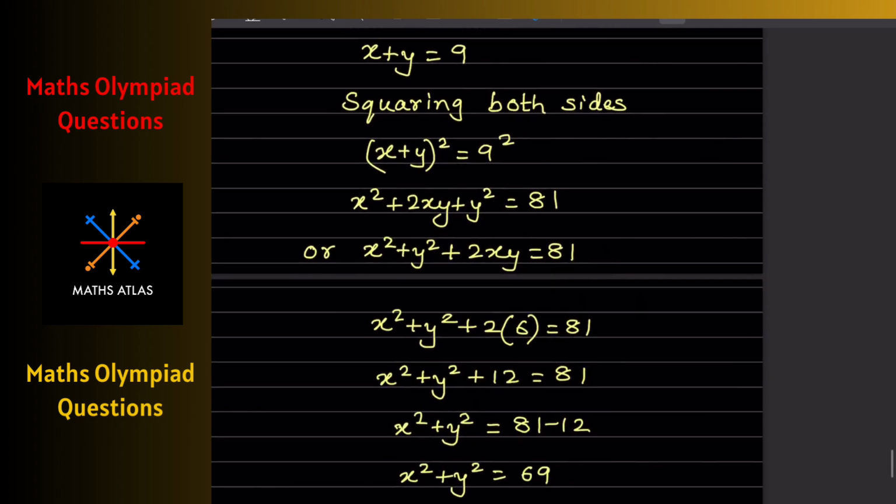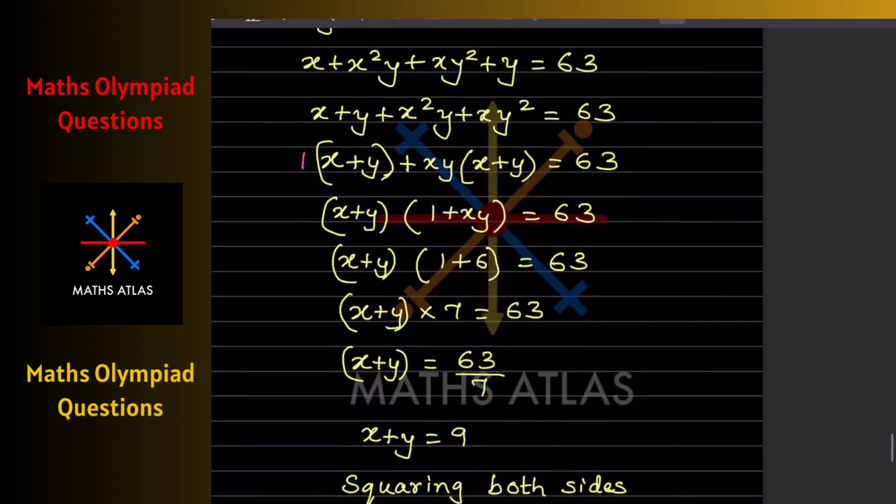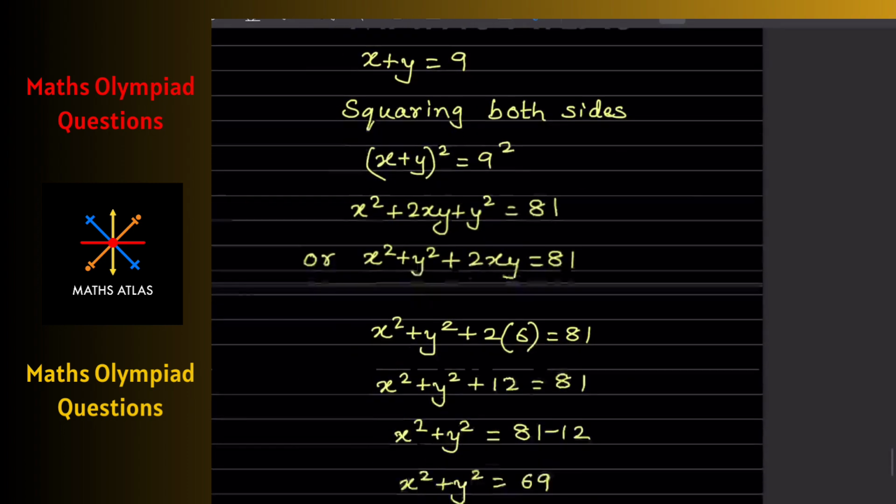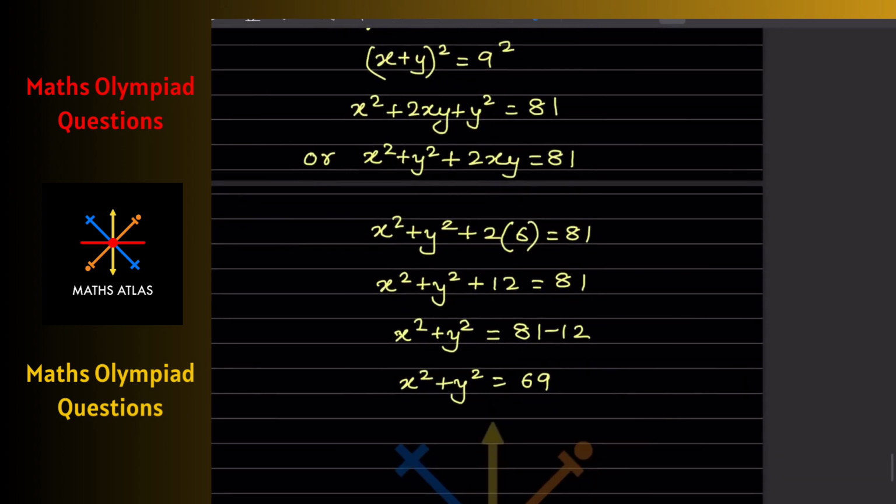So why did I do this? Now it becomes easier for me to put the values, and we want the value of x square plus y square. So let us consider the formula for that, x plus y whole bracket square. This is the formula for that. Now in place of this xy, we'll put 6 because we know that xy is 6, and the rest is all the same. And this is 81, again the same. This will be 12, this 81 the same.